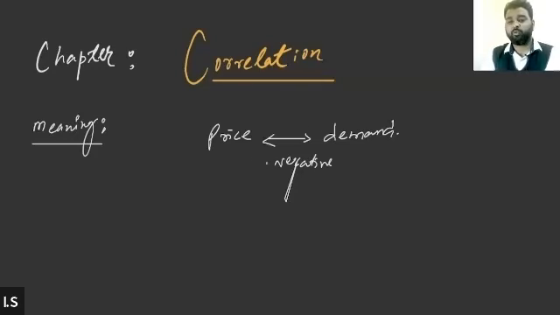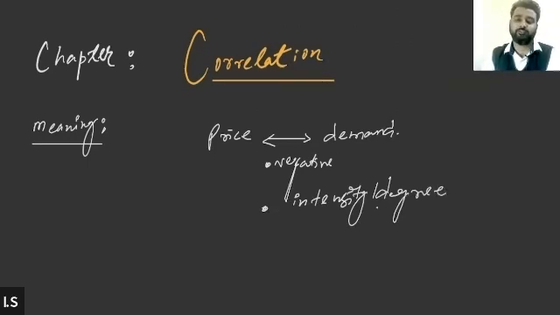If we want to find out the intensity or the degree to which price and demand are interrelated with each other, then for that purpose I have to apply the formula and calculate the value of the correlation. Only then will I be able to find out to what extent price and demand are interrelated. So correlation helps us in determining the direction of the relationship between two variables, as well as the intensity, or the degree, or the value of the relationship between the two variables.